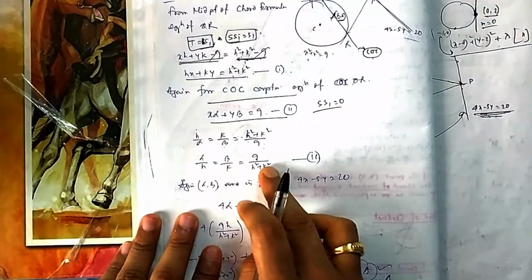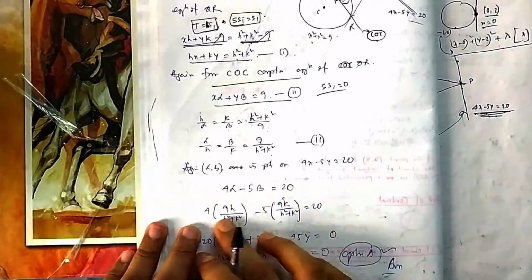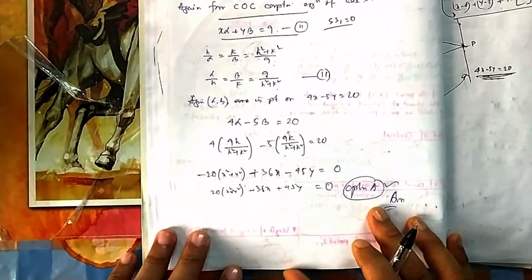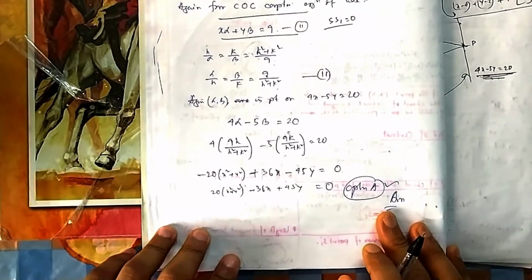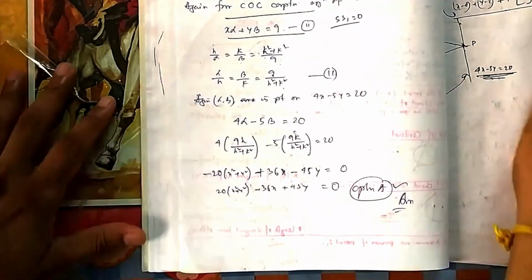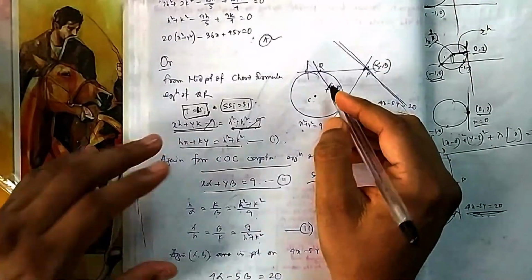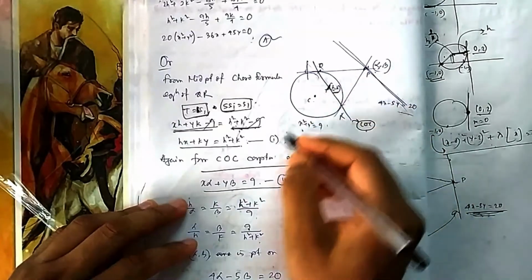What is alpha? 9h by this one. What is beta? 9k by this. You put it there, it should satisfy. From that also you can calculate; it is option A. So either way, whichever way you feel better, either on the concept of pole polar, or here I have used both the equations. Once it is a midpoint, use the midpoint formula.